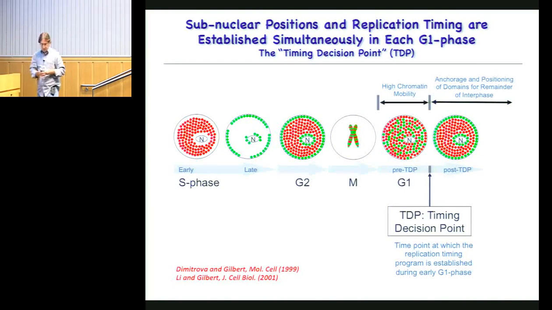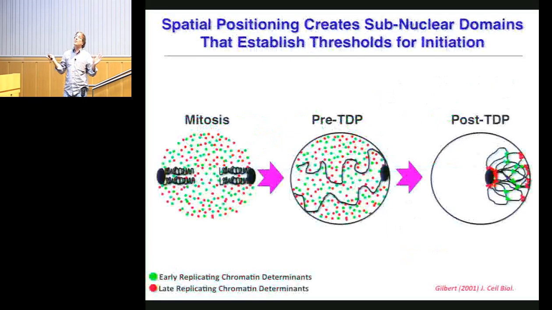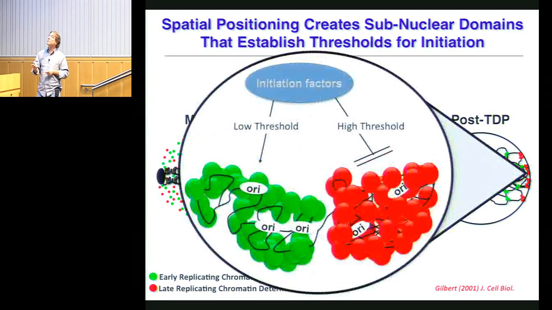So we proposed this rather crude model, that whatever it is that determines replication timing, those determinants are perhaps dispersed during mitosis. And then as chromatin becomes anchored, there is the possibility of seeding the assembly of different subcompartments of different molecular composition. And then quite simply, perhaps those different compartments of the nucleus could set thresholds for replication, thereby determining the replication timing.